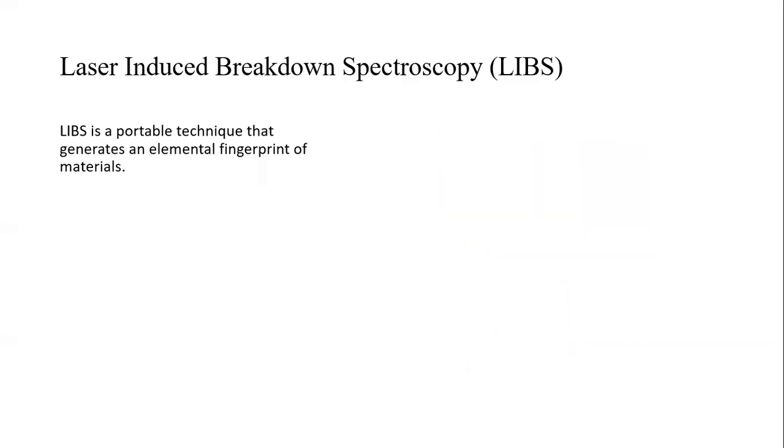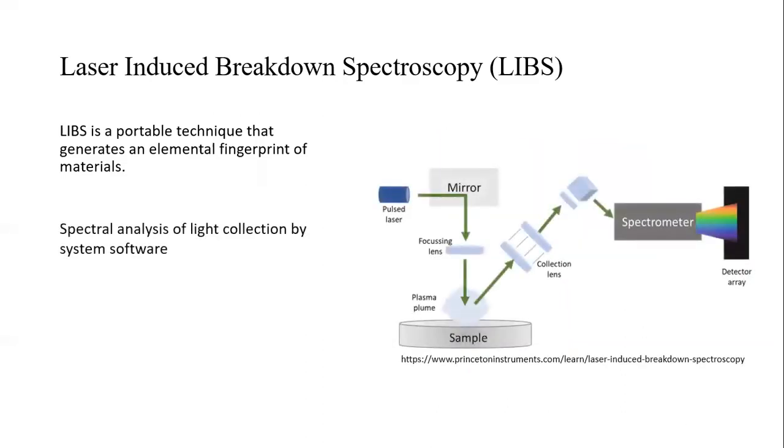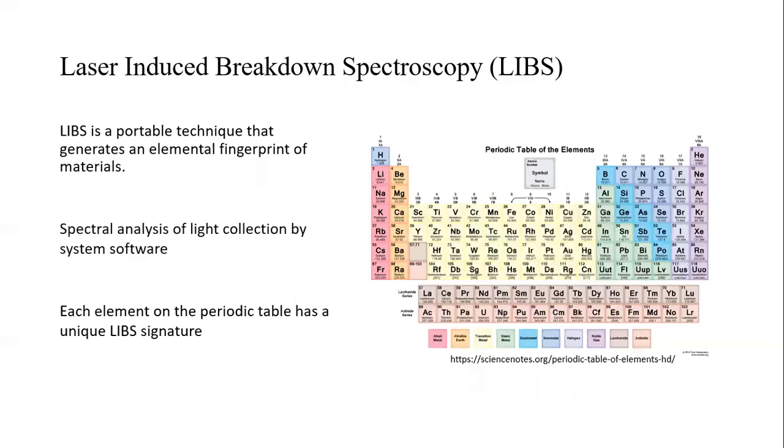The emitted light is collected and coupled with the spectrometer for LIBS spectral analysis. And then each element on the periodic table is associated with a unique LIBS signature or spectral peak. By identifying the different signatures for the analyzed samples, its chemical composition can be determined. Therefore, LIBS can be effective for material analysis over a wide range of sample matrices.